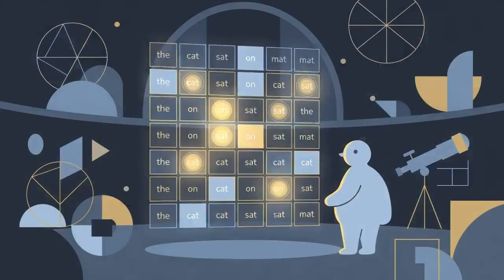All these scores are organized into a grid called the attention weight matrix. Each row is a word asking the question, which other words should I pay attention to? Each column is a potential answer. The brighter the cell, the stronger the connection between two words. This grid is the brain of the transformer, a map of meaning waiting to be read.